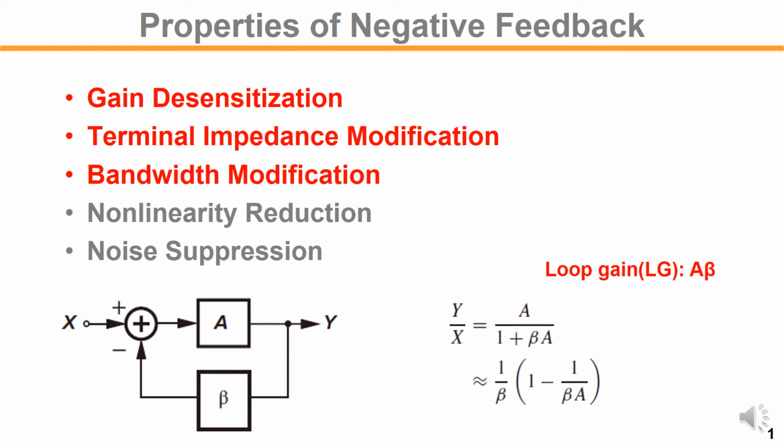So far, we just looked at the gain desensitization, the property of the negative feedback. We just looked at the first three items: gain desensitization, terminal impedance modification, and bandwidth expansion or modification. Now the remaining two are nonlinearity reduction and noise suppression. This is also important to understand. Okay, we'll see that one by one.